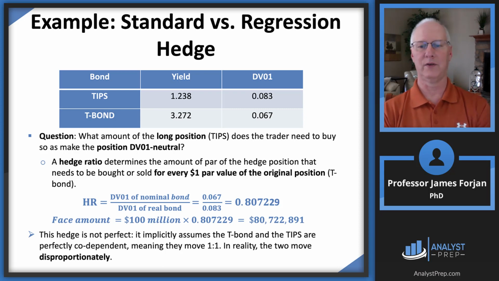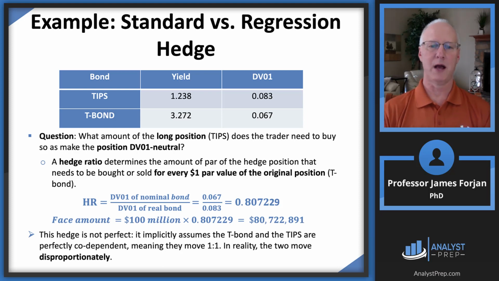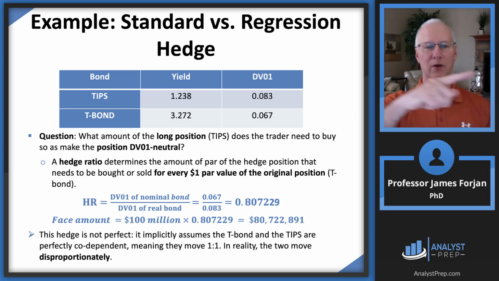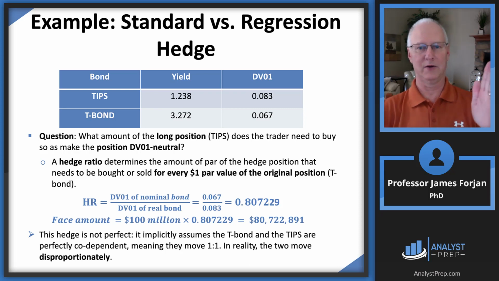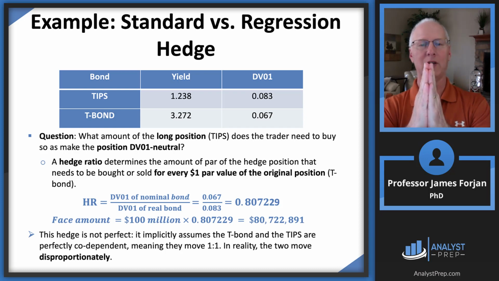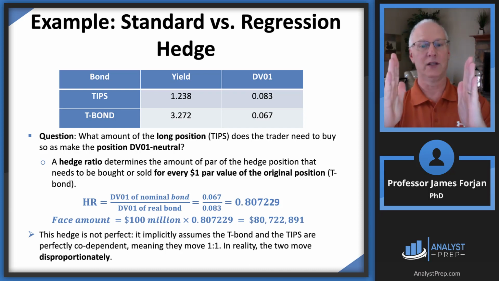So take the 0.807229 times the 100 million, and that gives me the face amount of those TIPS, 80,722,891. And so do you see what's happening? We've got one thing doing this, we've got the other one doing this, so we need less of the hedging instrument. We're trying to put it into a vise and squeeze down. We're not going to get to this point because of the bet on inflation, but we're going to get to this point.